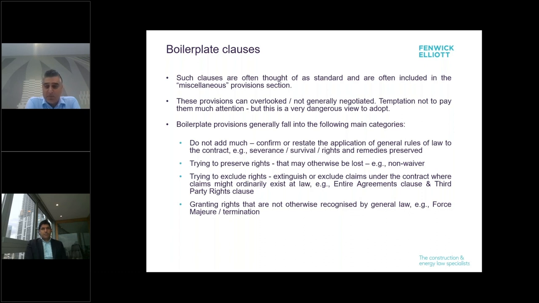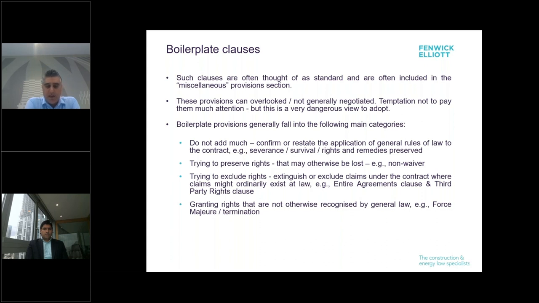In fact, I think when it comes to the miscellaneous provisions, there's a temptation not to pay them much attention at all, but that's a very dangerous view to adopt. Now, just because they're boilerplate provisions, these provisions in the contract need to be considered in the context of what they're trying to achieve, just like any other clause of the contract. You need to consider and understand what the position of the parties would be under general law if the boilerplate provisions were not included. And you also probably need to understand how the position of the parties under general law is altered by the inclusion of these boilerplate provisions. Ultimately, to reduce the length of a contract, we should also consider removing various boilerplate clauses if possible, if they actually don't add anything to the contract, which hopefully we'll give you a bit of a flavor of on this talk.